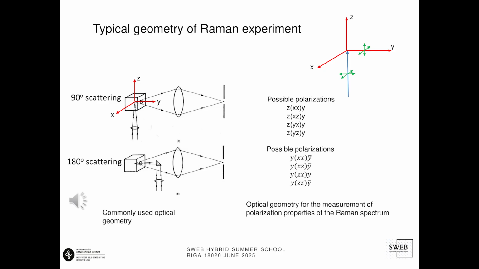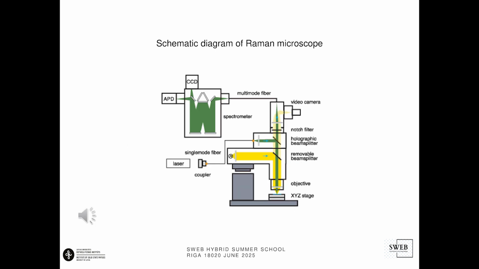By choosing one of two polarizations of the laser and Raman scattering, it is possible to measure Raman scattering for 4 different polarizations. The optical scheme of the micro-Raman experiment is shown in this slide. The microscope is equipped with an XYZ stage which allows for mapping experiments.